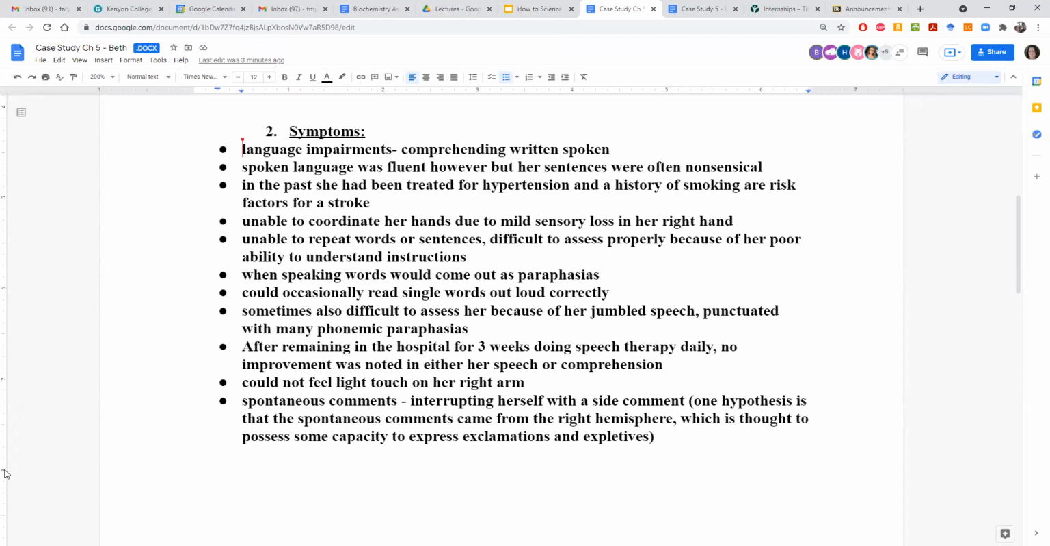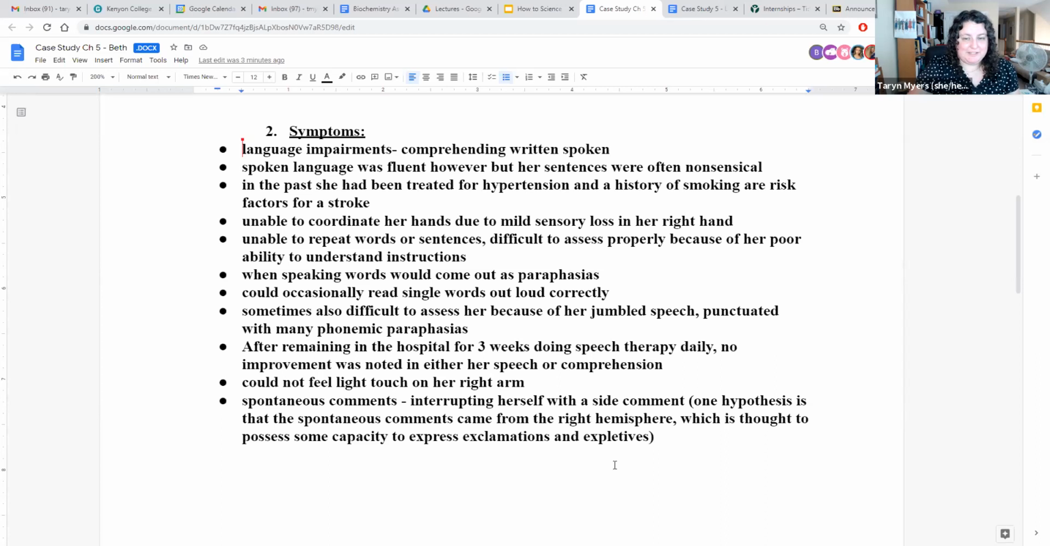One of the hypotheses was that these came from the right hemisphere, which is thought to possess the capacity to express exclamations and expletives. Yeah, so maybe some of the same areas that get activated, say, in Tourette's, that we just watched the video about the other day.